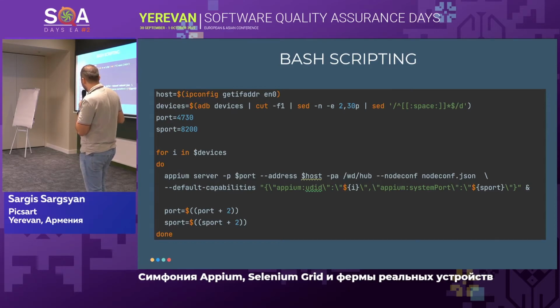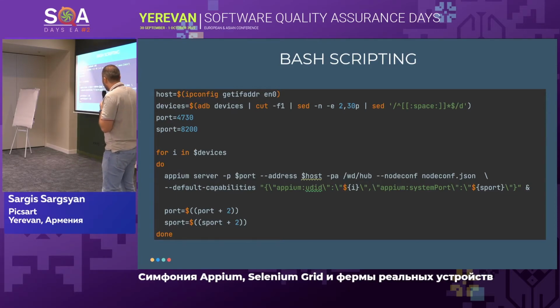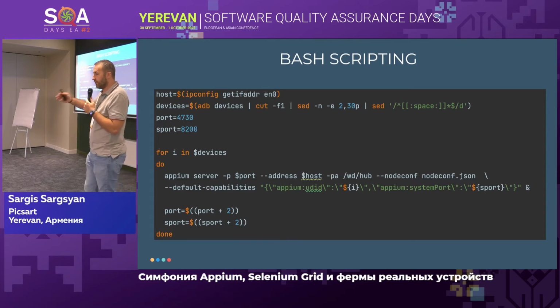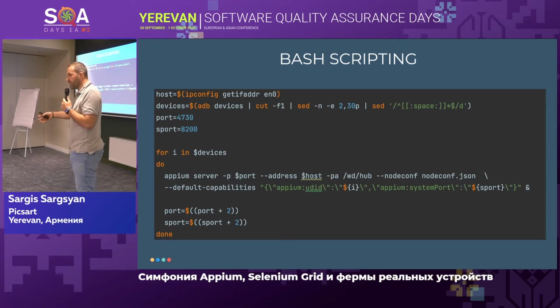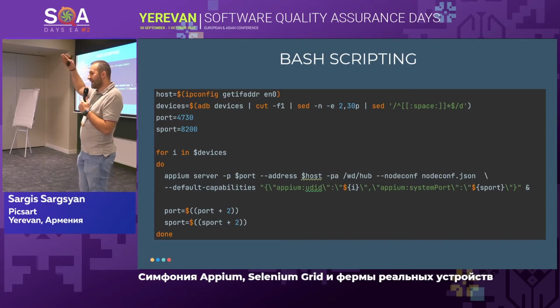Basically, we say for i in devices. I say that this is the same command with the variables. With the port, the first one will be 4723, the host, and this is the ID, because it's in devices, it's i, and this is the system port. You put this ampersand to show that it should run in the background and go ahead, because if you don't put the ampersand, it will get stuck on the first Appium server run.